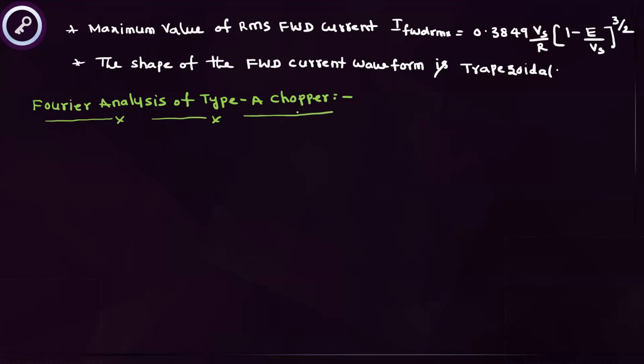Let's consider the output voltage waveform of type A chopper in continuous mode, for the Fourier analysis. In type A chopper, this is the output voltage waveform, V naught. This level is Vs.